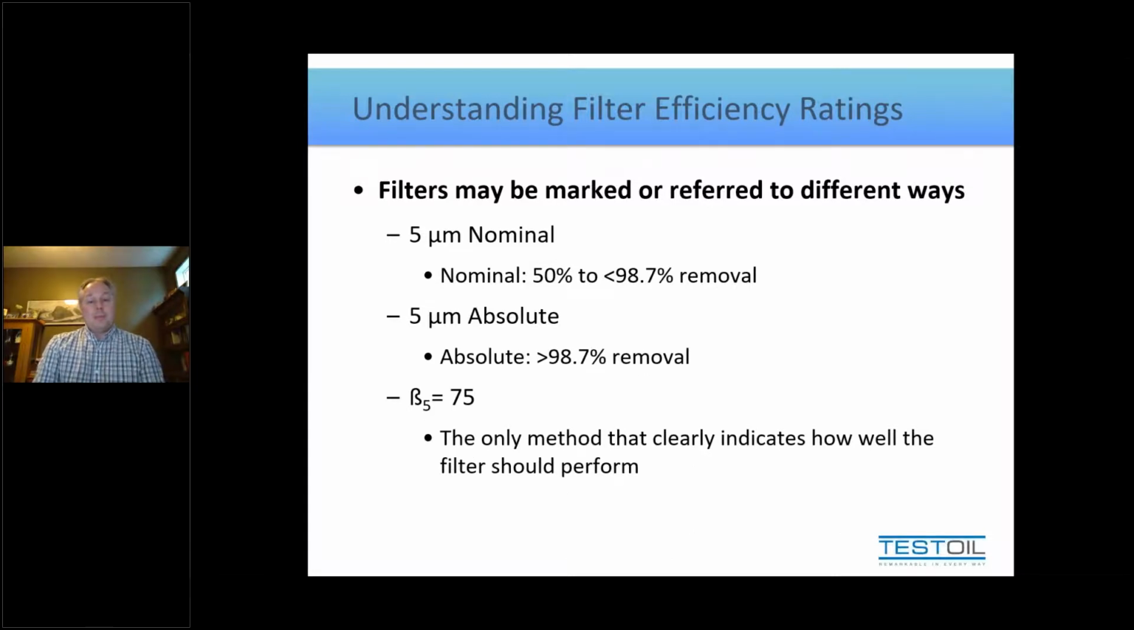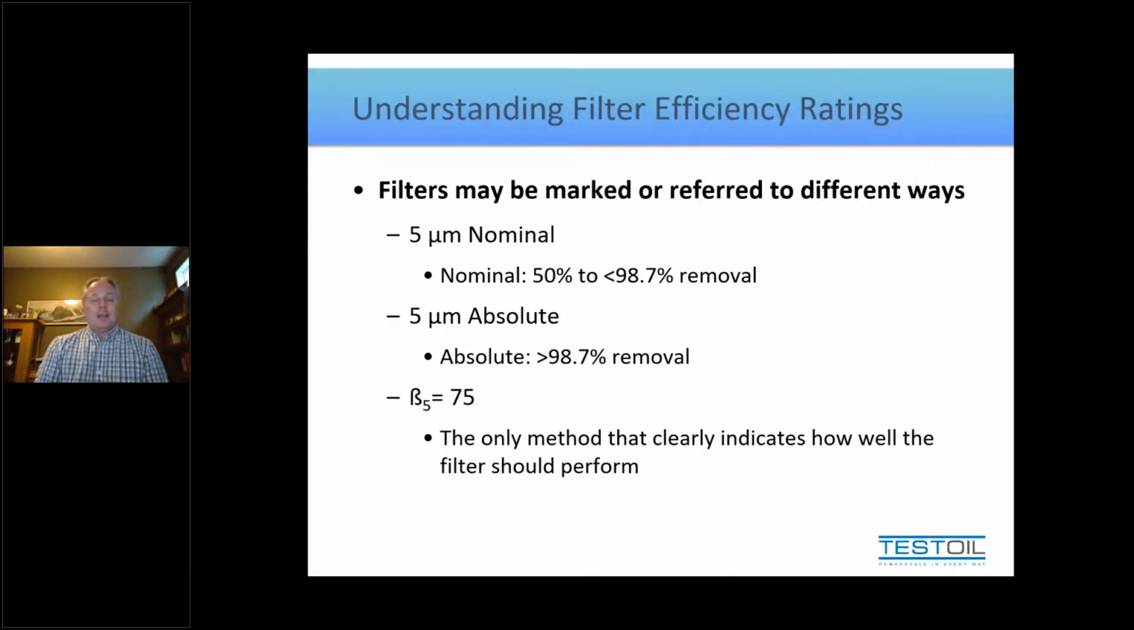When I use the term nominal, I'm really saying that the filter could be as low as 50% efficient, which is actually terrible efficiency, up to but not including 98.7% efficiency. Sounds good, but it isn't. Absolute means it's 98.7% or better. And the problem with this is that there's probably, currently at least, 4 grades of filters that can be considered absolute. So the term absolute is still a fairly wide range and doesn't necessarily mean it's the best filter out there. It could be essentially the 4th best filter out there.